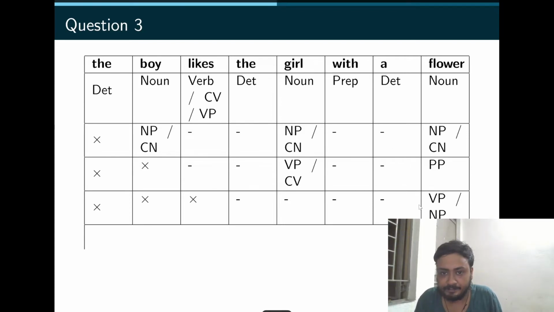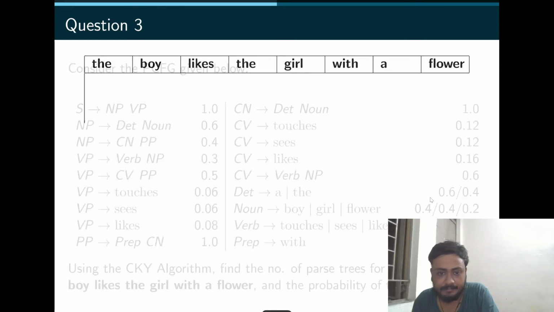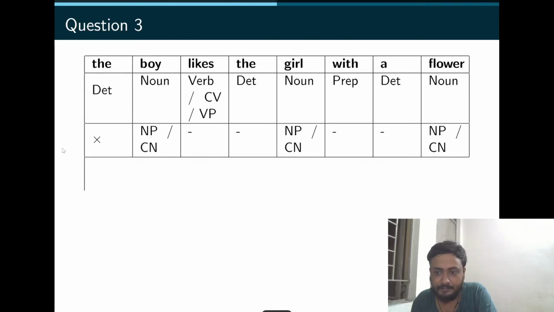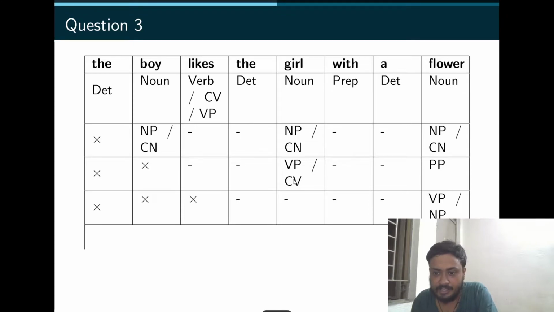Now what happened? Well, then we can combine things over here. Right. So how are we combining them? Now we are looking at four words together. So we can look at these four together, and we have these combinations like CV PP gives VP. Cool. So because we have CV PP gives VP and we have CN PP gives NP. So CV and PP gives VP. CN and PP gives NP.